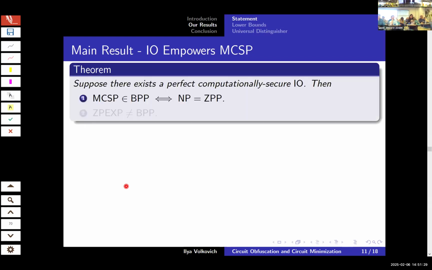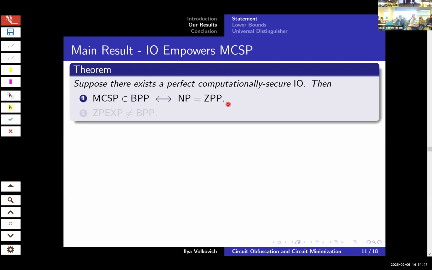So now we're assuming a perfect computationally secure IO. Computationally secure means secure against uniform algorithms. So we get something which I find rather amusing: if MCSP is in BPP, then NP is in ZPP.